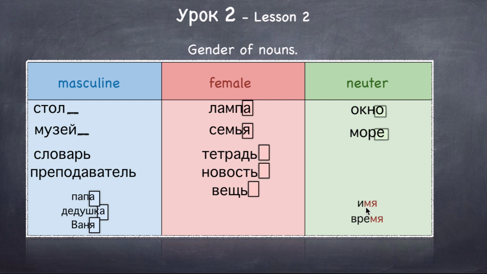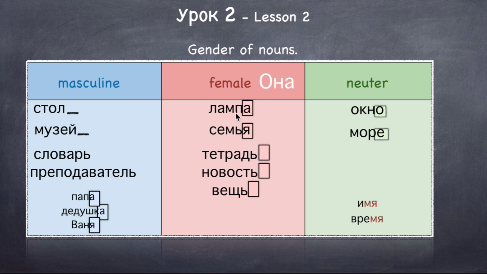And then we also have to remember some nouns, exceptions, and they actually form a separate declension. Those ending with mya belong to the neuter gender. For now, it's enough to know just two of them. Имя, время. And you will see later how they will have this separate declension.